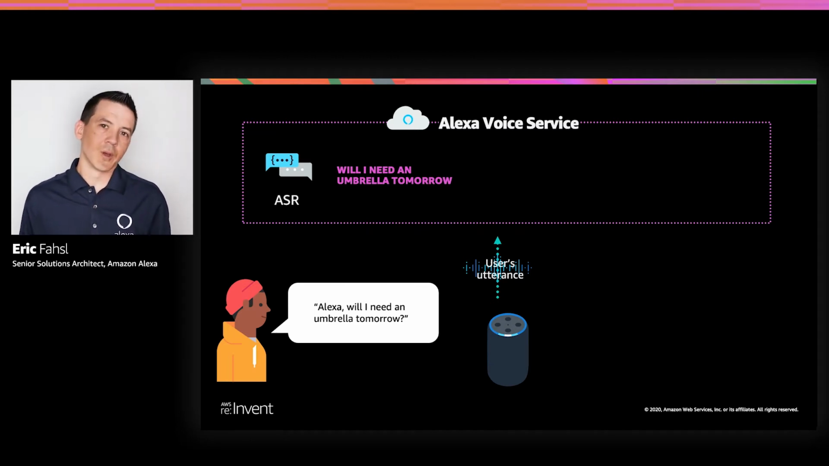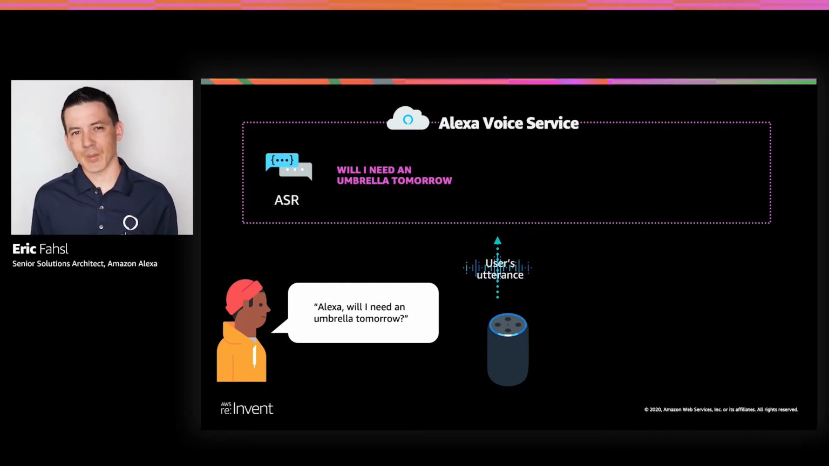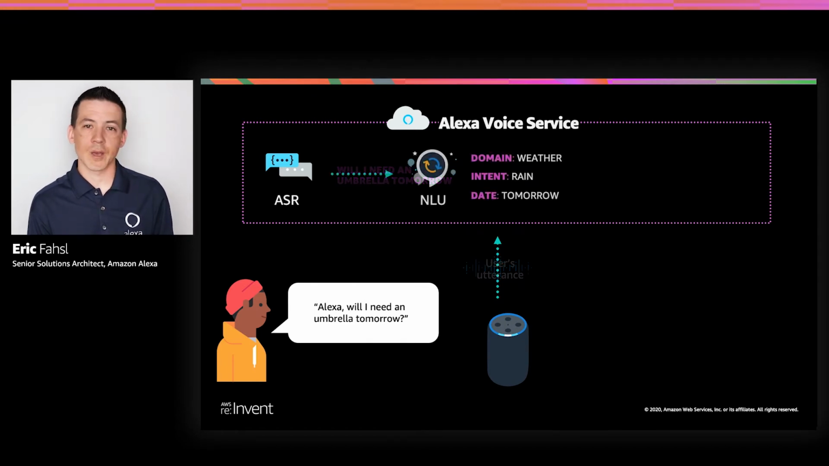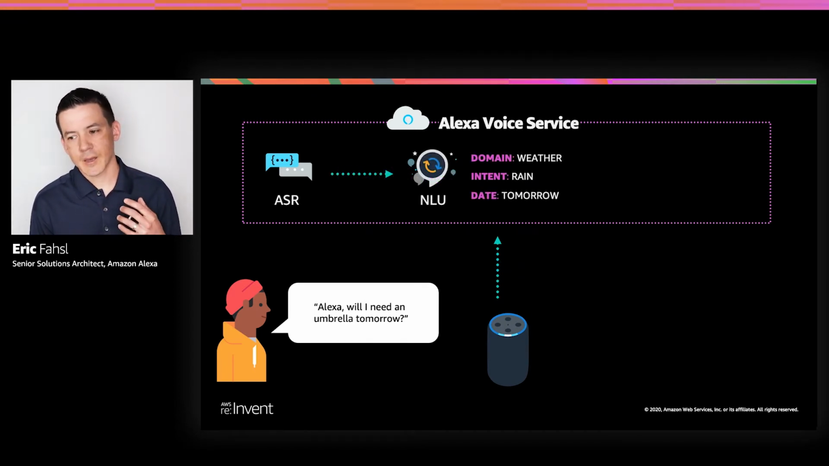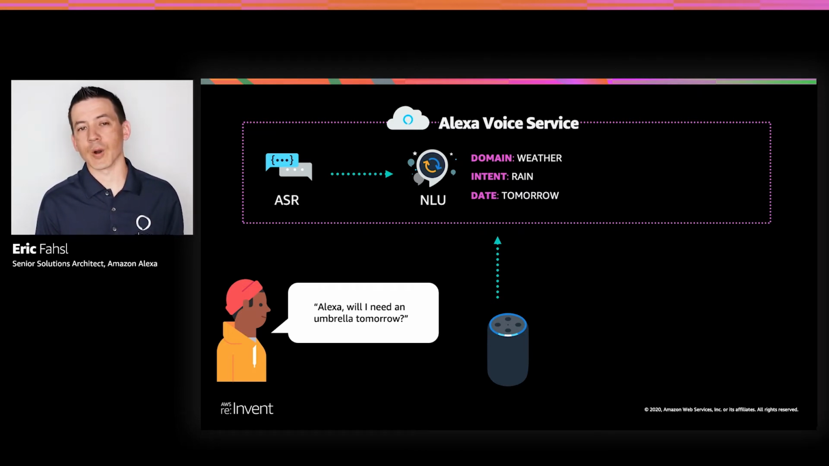The first step is called automatic speech recognition, or ASR. So it's going to take the syllables, the noises that are coming out of my mouth, and it's going to translate that into text. Next, it's going to go through what's called natural language understanding, or NLU for short. It's going to take that text and determine what is the customer trying to do. In this case, we're asking about weather, more specifically rain, and for a date of tomorrow.